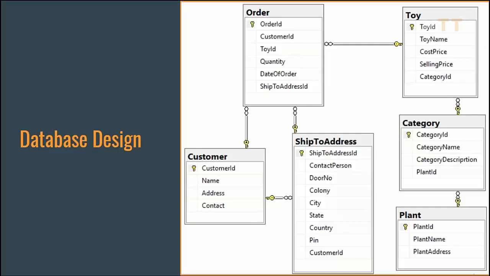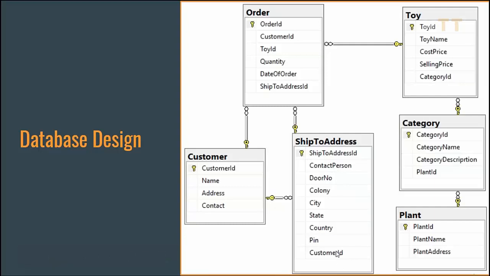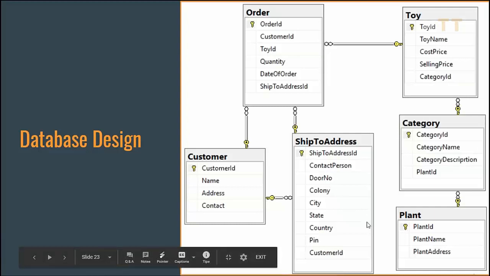See, this can be enhanced a little. I need not have customer ID here. This relationship I need not have. Why? Because I have ship to address ID. From ship to address ID, I can get the customer ID. So this ship to address belongs to this customer. So this order has been placed by so and so customer. Are you getting my point? Now, any kind of information you want, you can track from this.